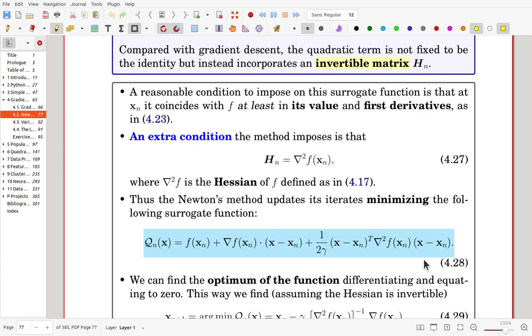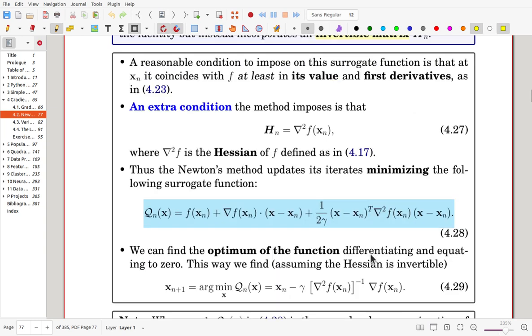In order to do that, because it's quadratic, we can easily do that by using a calculus technique. Just differentiating and equating to 0, and we can solve for x. Then the x is now the new update, the new iterate, and if we solve for x, then you can reach that formula.